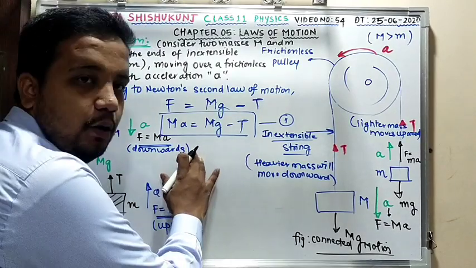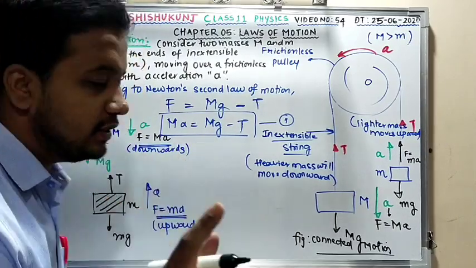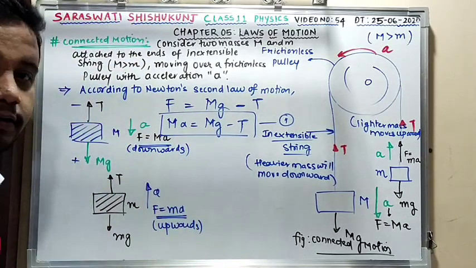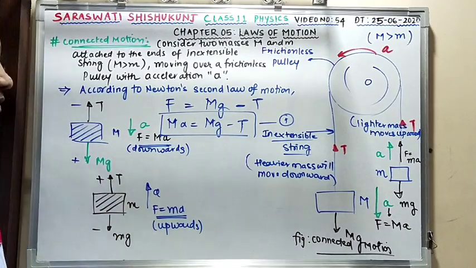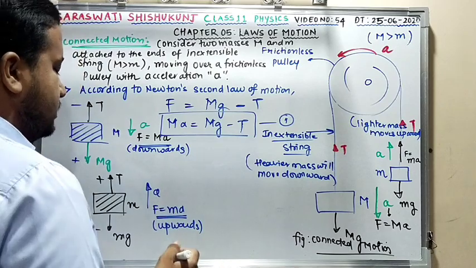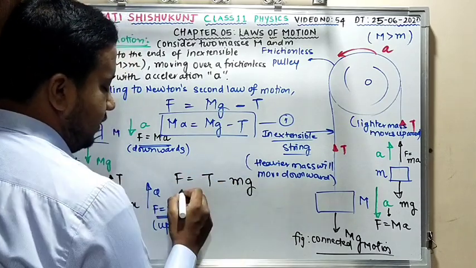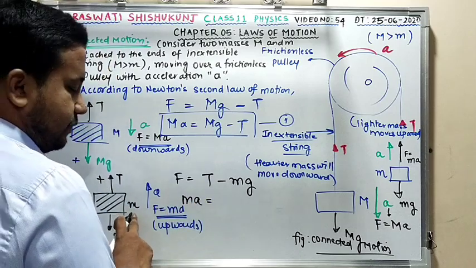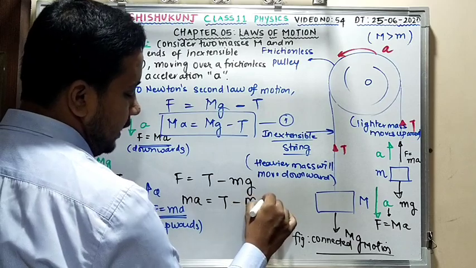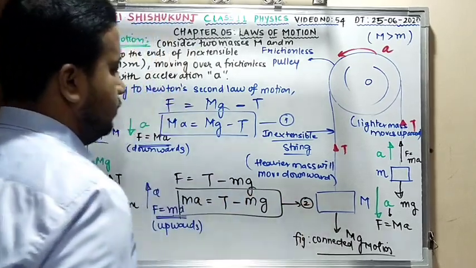Here resultant force is downward, so downward is considered to be positive. Here resultant force is upwards, so upward will be considered positive. Out of these two, which is upward, T or mg? T. Very good. So T will be plus and mg will be minus. So again, if I write the equation, then F is equal to T minus mg. Instead of F, I can write small ma, because here the connected body mass is small m. So small ma equals T minus mg. This is my equation number 2.